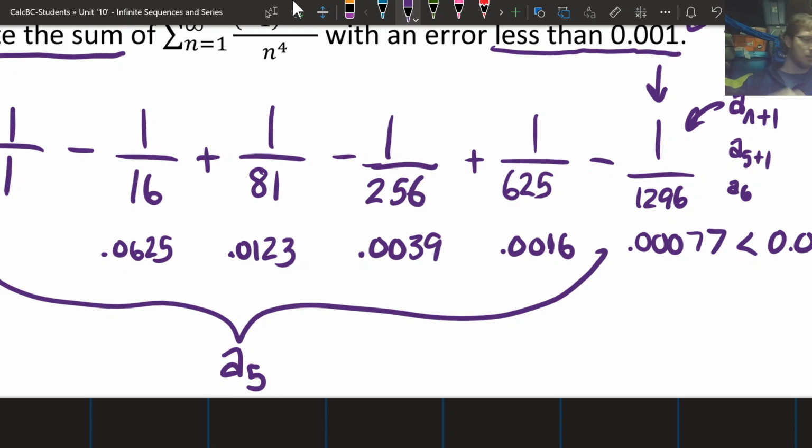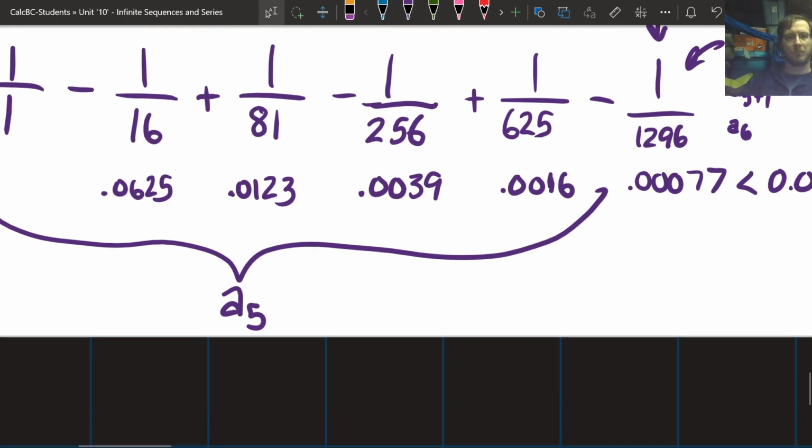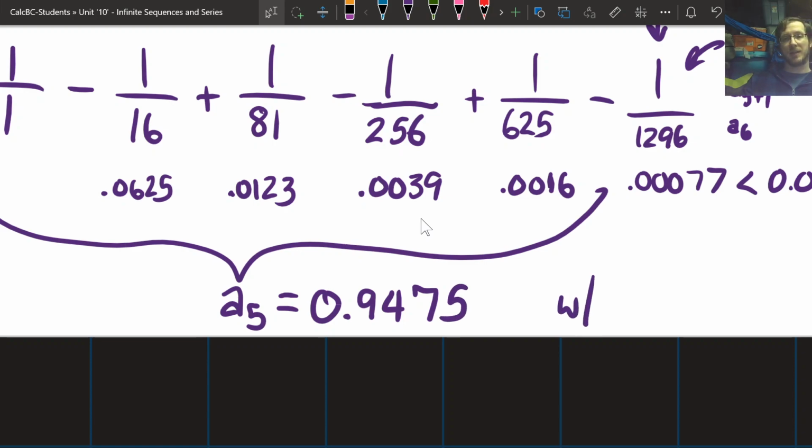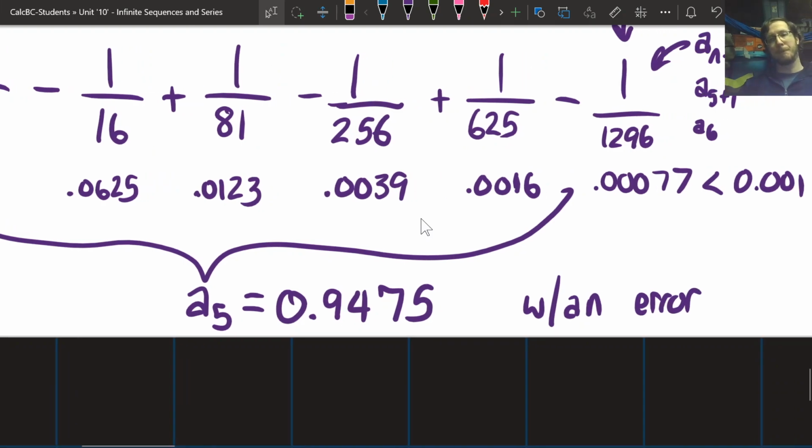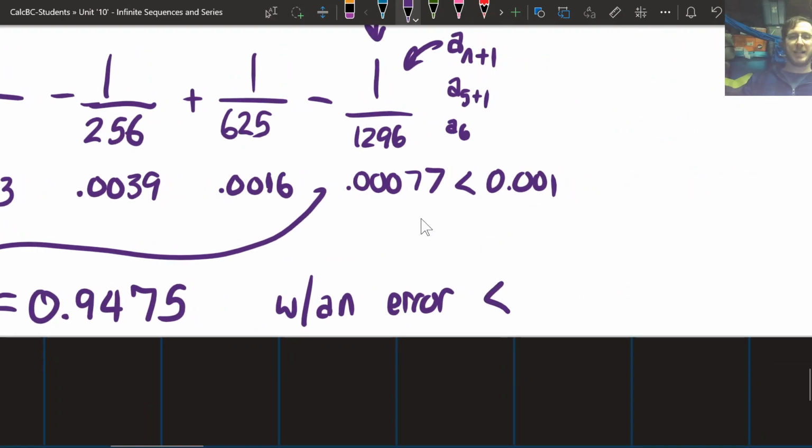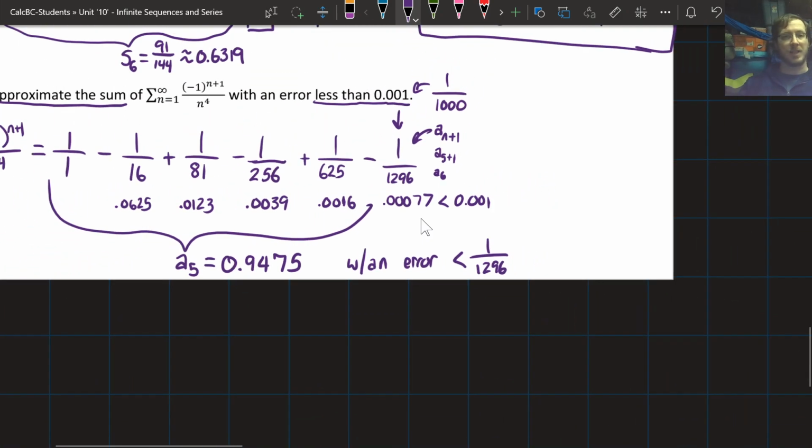All right, so when you add those up, definitely a calculator part, it's going to be 0.9475, and we know that has an error less than this 1 over 1,296. All right, let's make sure we answer the question. Approximate the sum. That was this here with an error less than that, and we did that.